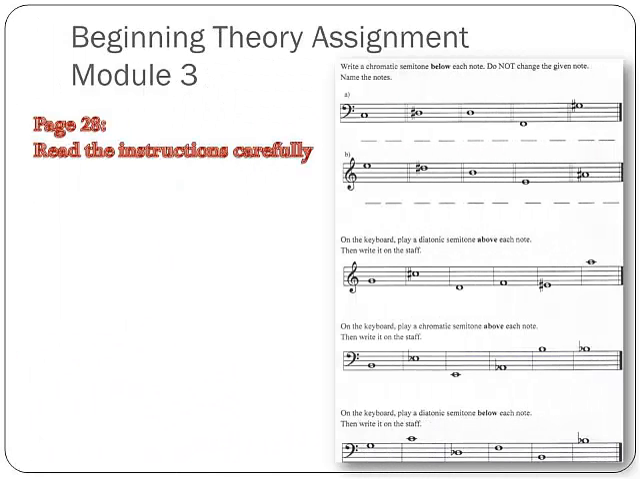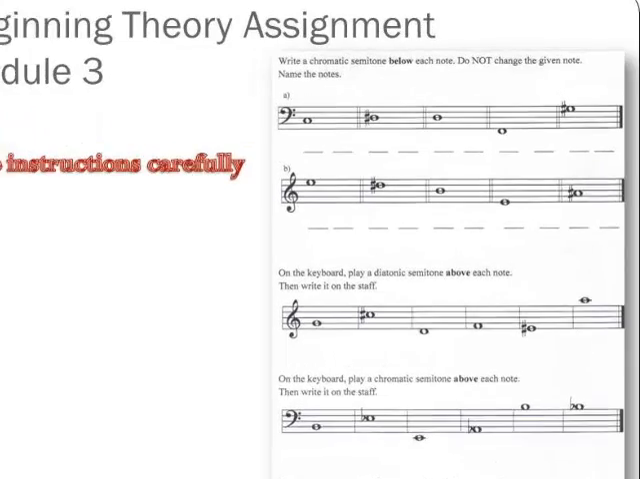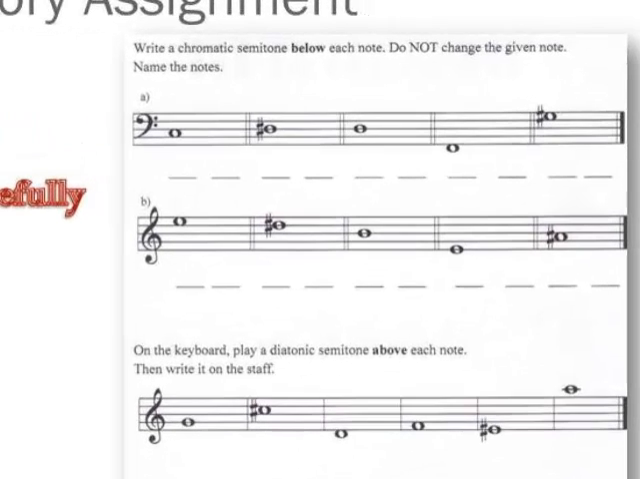Let's look at page 28 next. Question 22 says write a chromatic semitone below each note. Do not change the given note because a chromatic semitone is going to have the same letter name. And after you've done that, you can name the notes. Again, be careful. You will probably have to use some accidentals, maybe some naturals, maybe some flats, but don't forget that an accidental carries for the whole measure.